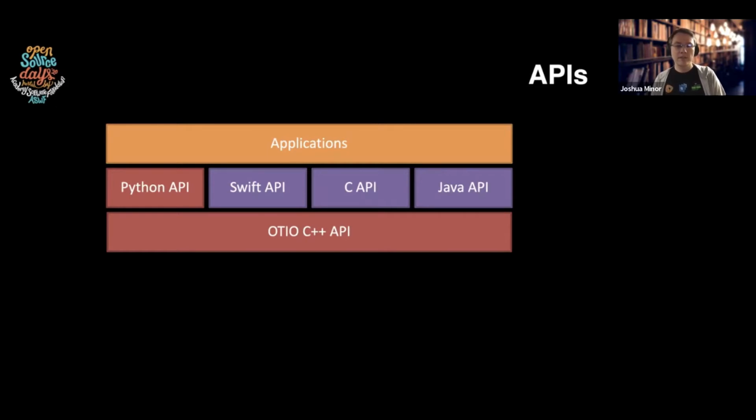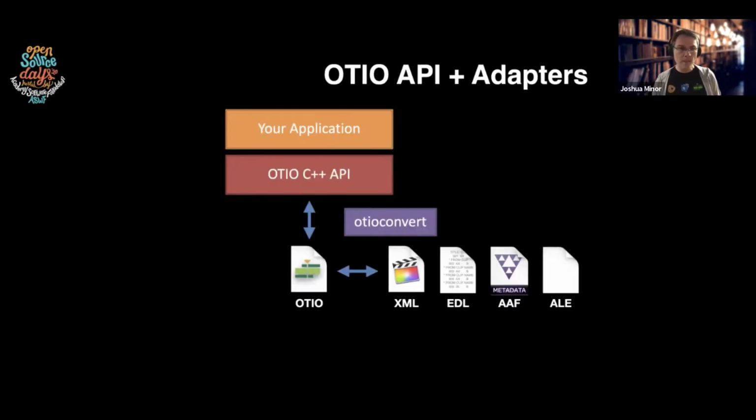So now that we have these different APIs, applications written in any of those languages can use OpenTimelineIO much more easily. For example, with the C++ API, we ported the core of OTIO, and that actually doesn't include the adapters. So the adapters are still in Python. But that means that your application can still read and write those other formats by running them through a utility that we provide called OTIO convert. So that still gives your application all those benefits without having to actually include all of that adapter code in your application.